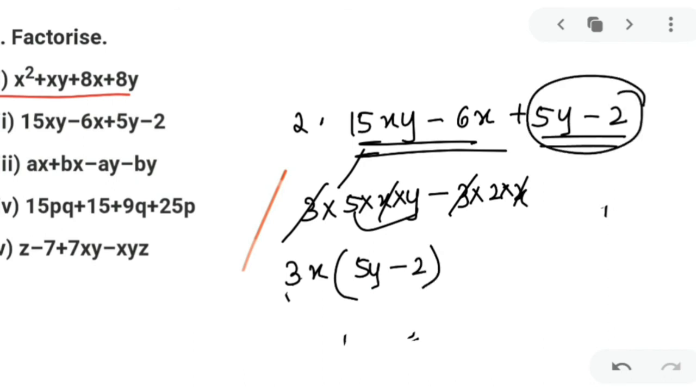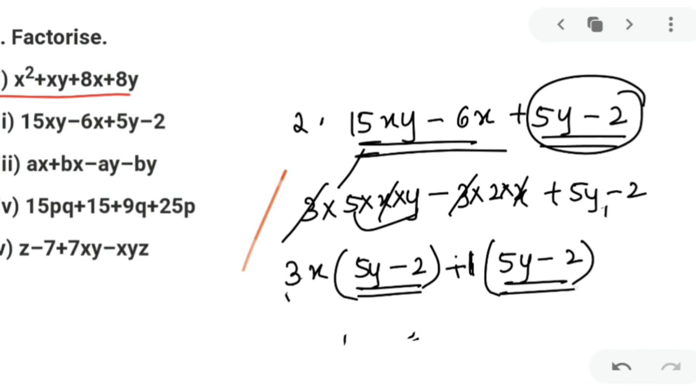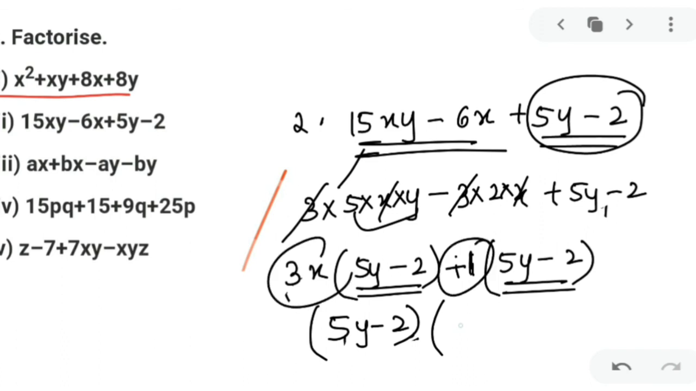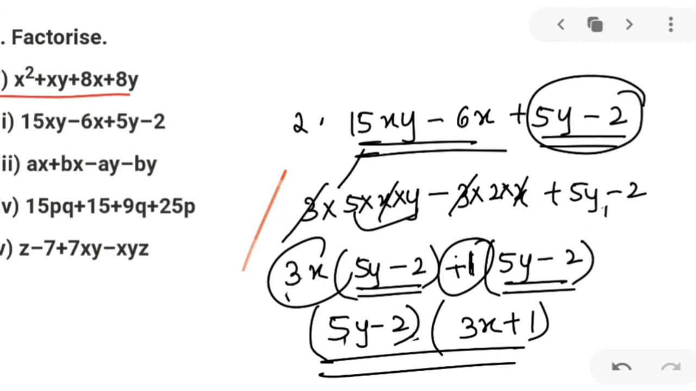Let's jump on to the next part. Take it 5y minus 2. It has nothing in common, but still what you can take is, you can take 1 common. So 1 you can take it outside if nothing is common, and in the bracket will be 5y minus 2. Now you can see the internal brackets are same. You can put it 5y minus 2 as the first factor, and the second factor is 3x plus 1. Are you getting my point clear?